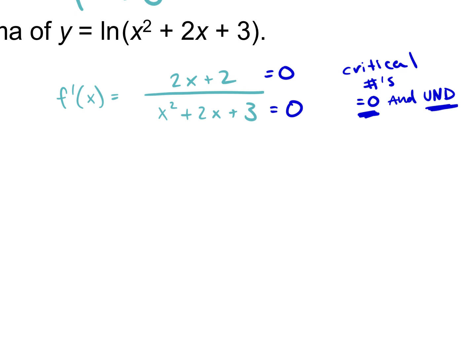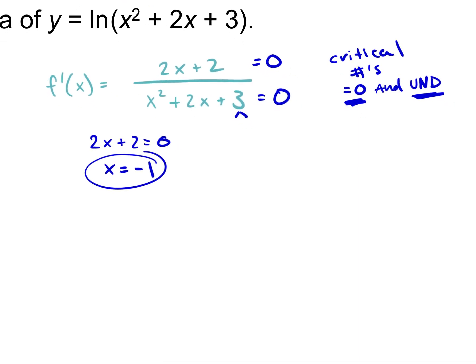So let's set our numerator equal to 0. 2x plus 2 equals 0. X equals what? -1. When we set our denominator equal to 0, do we have two factors of 3 that add up to 2? No. So we don't get any critical numbers from the denominator. So our only critical number would be x equals -1. So this would be our critical number.